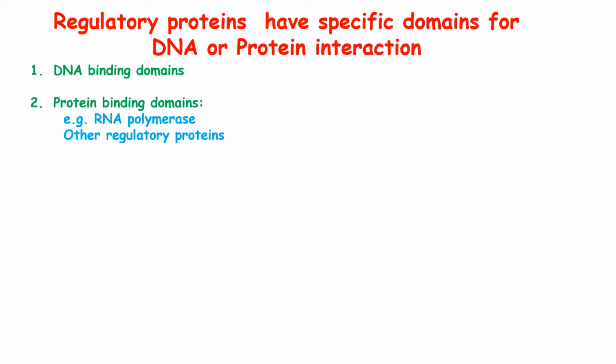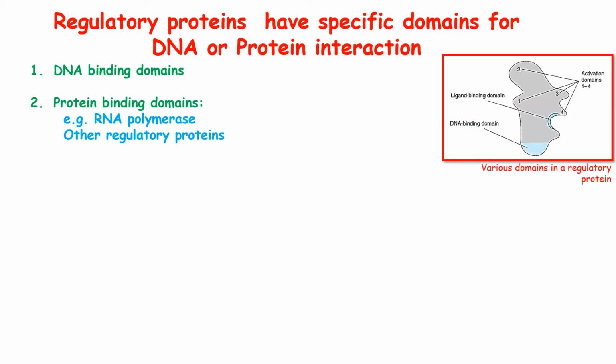For example, RNA polymerases interact with other proteins, and other regulatory proteins interact with the RNA polymerase or others. For example, the CAP protein binds to CRP as well as RNA polymerase. So the regulatory protein has to have DNA binding domains as well. The adjoining figure just gives an overview. This is a representative diagram of a regulatory protein.